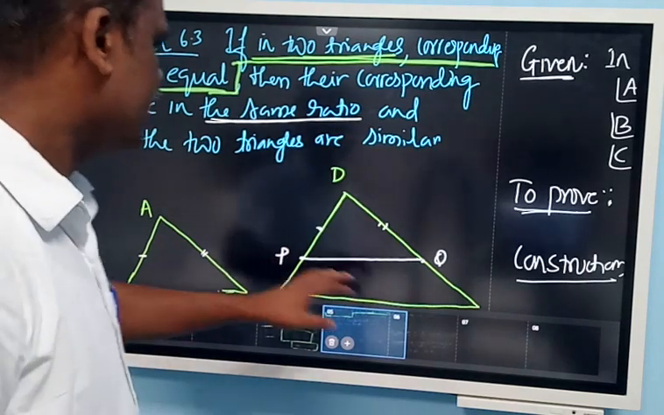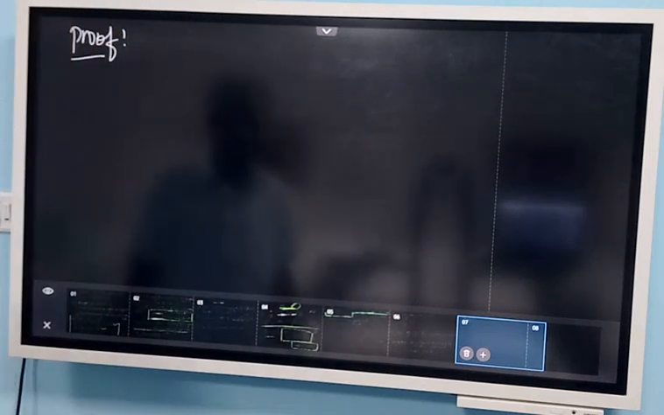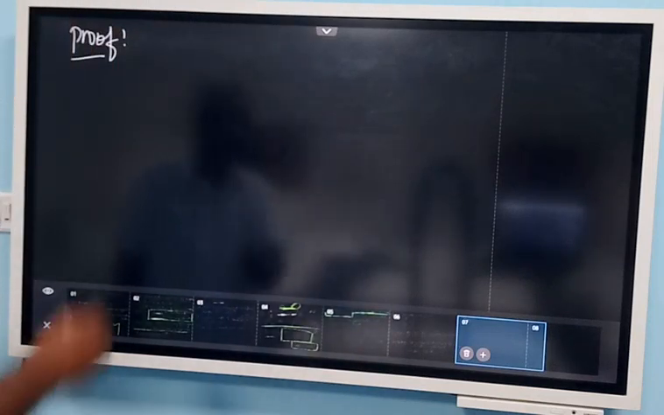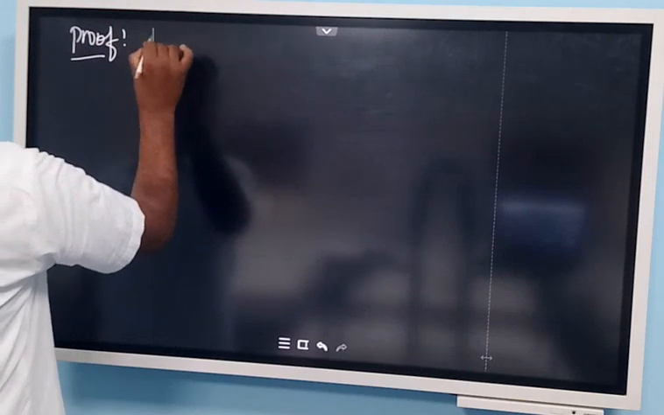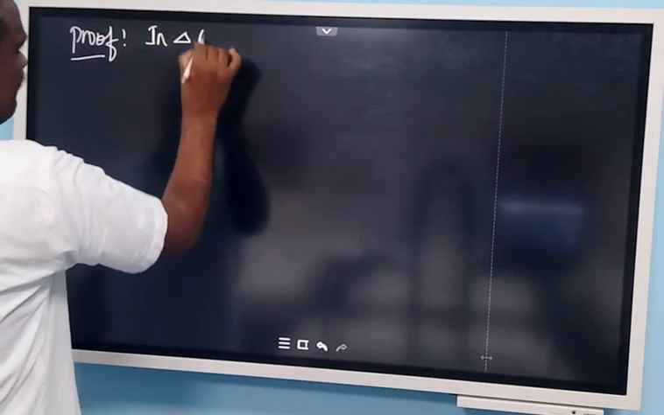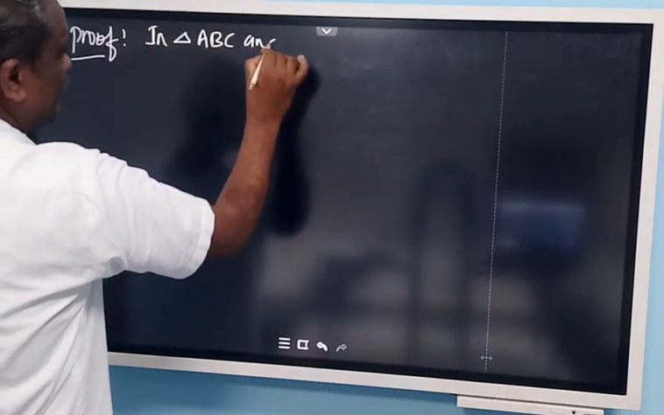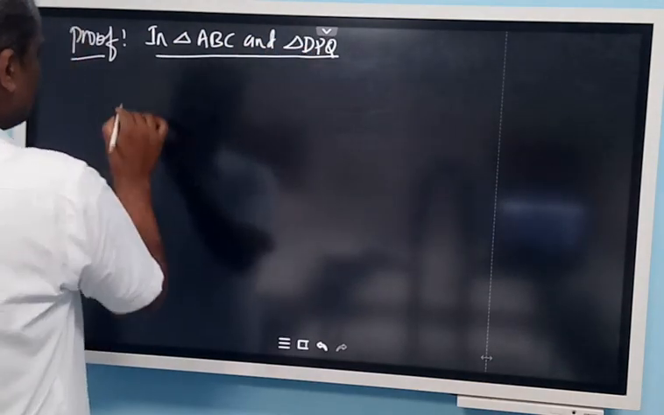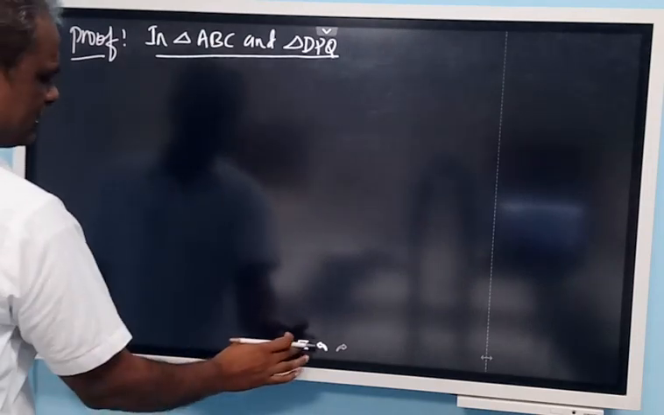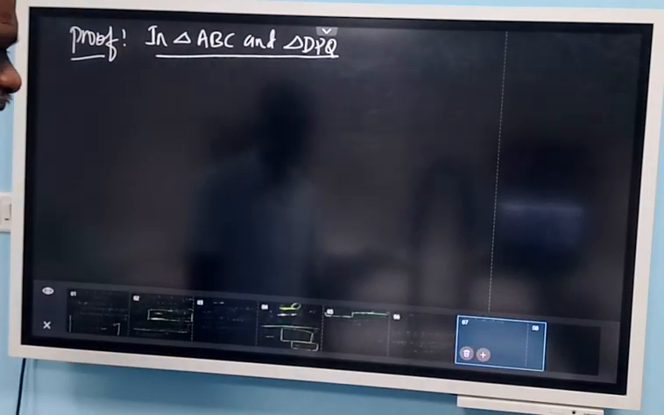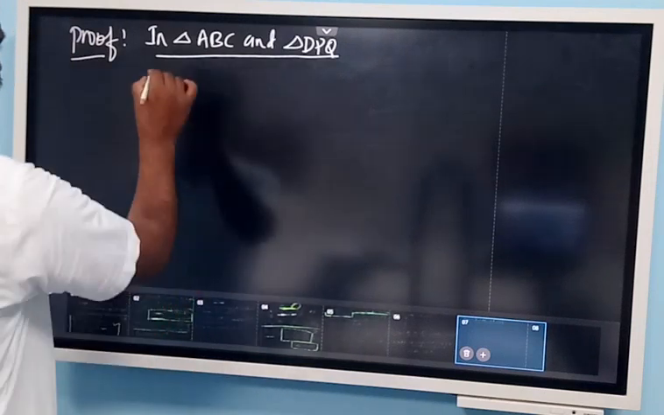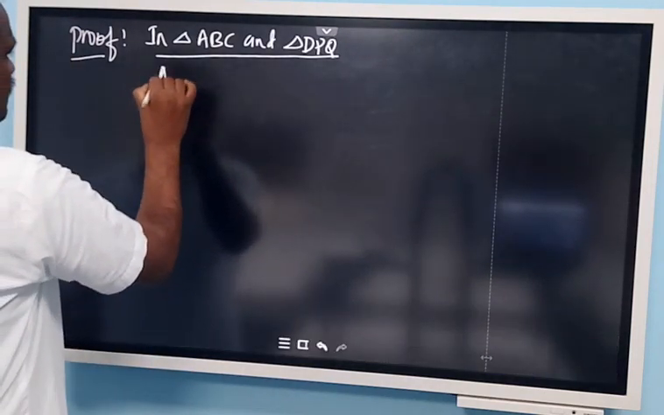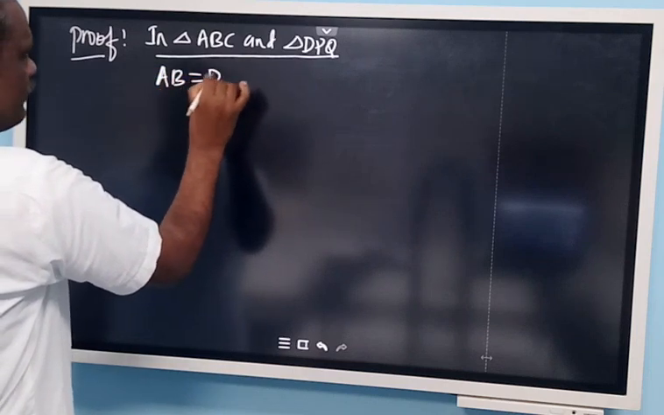SAS. Let us see now. I will write here, in triangle ABC and in triangle DPQ. So in these two triangles we have constructed, what is that we have constructed? We have constructed AB is equal to DP.